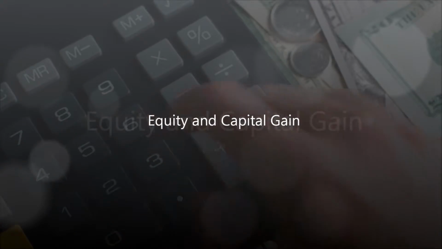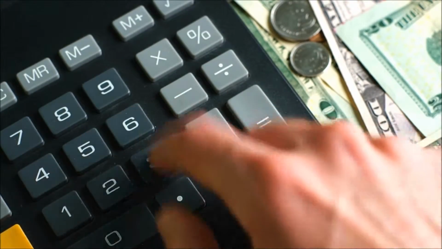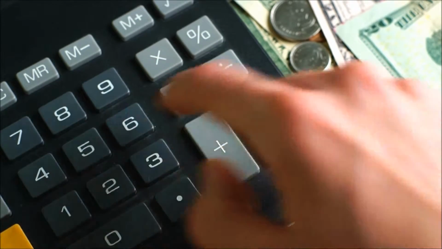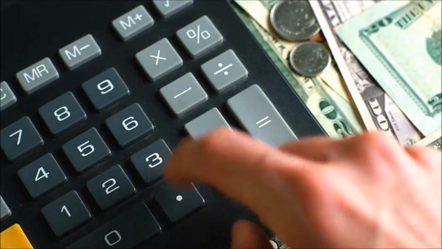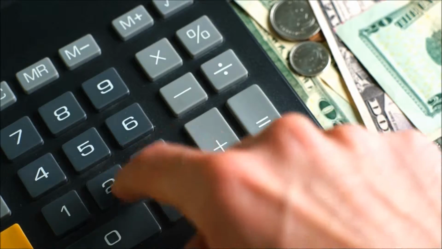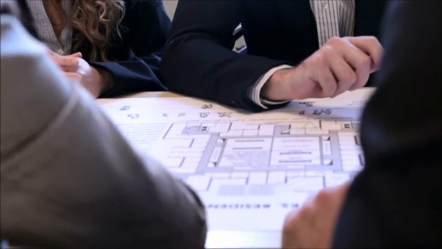Equity and gain. Equity and capital gain are both important to an exchange, but they are never the same number. Let's take a cursory look at how you determine both equity and gain.